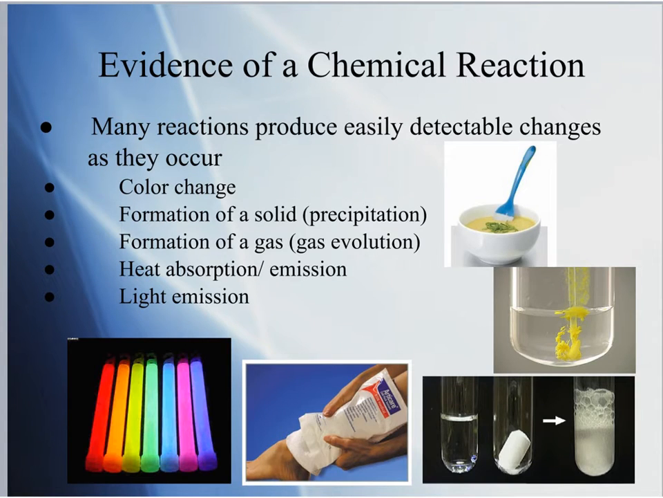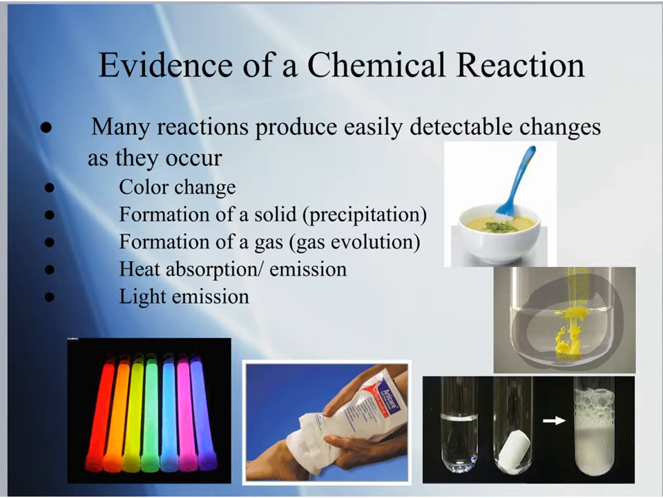All right, so when chemical reactions occur, a lot of them produce easily detectable changes that we can see. So for example, color change. If there's a change in color, then a chemical reaction likely took place. If we have a formation of a solid, we call that precipitation. So over here on the right, we've got this cloudy yellow stuff forming when these two liquids combine. We call that precipitation.